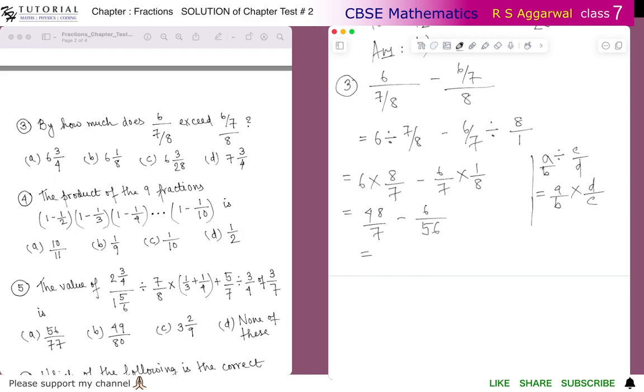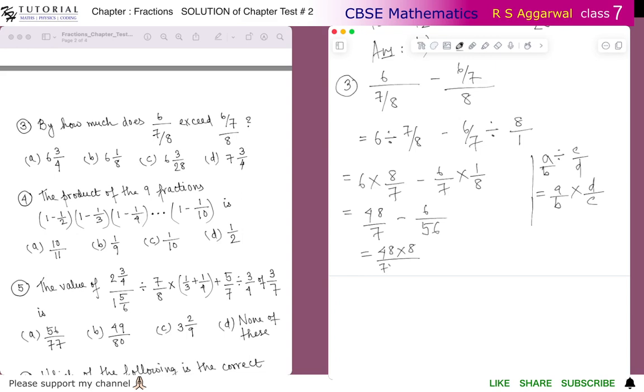Let me quickly check if I did it right or wrong. 6 upon 7 by 8 minus 6 by 7 divided by 8 by 1. Okay, 6 into 8 by 7 minus 6 by 7 into 1 by 8. Okay, fine, I think it's correct.